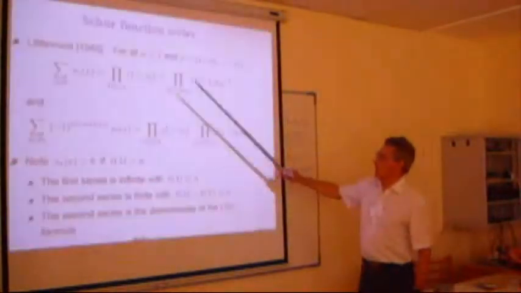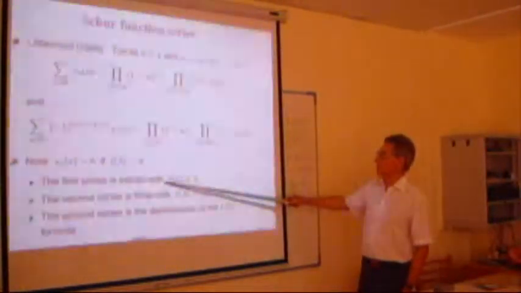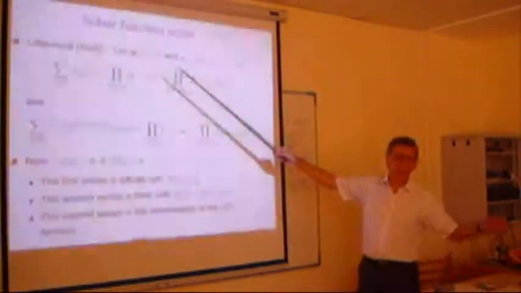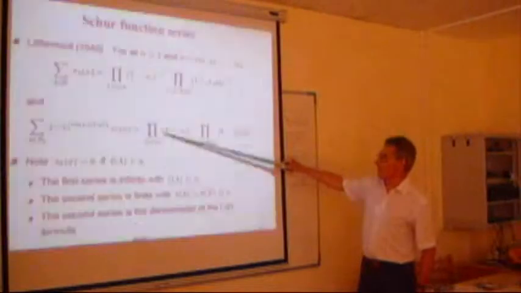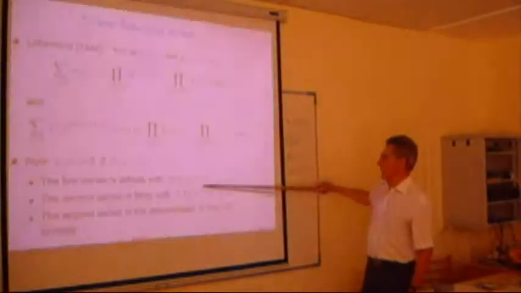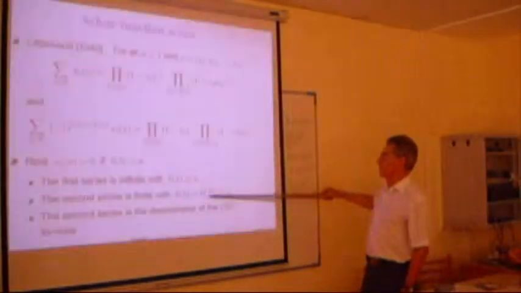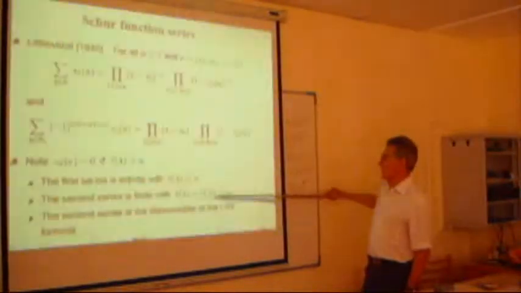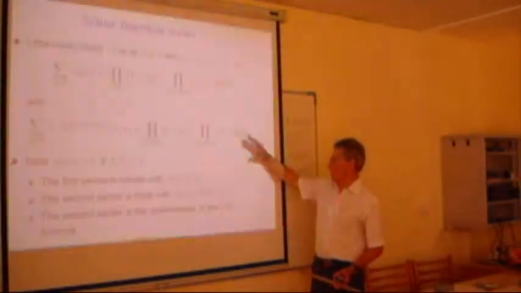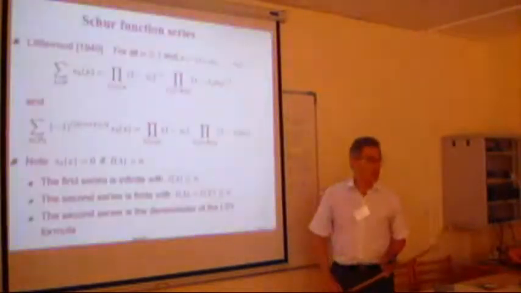The first series, these are rather different though. The first series is infinite. It's 1 over; you formally expand each of these terms in a geometric series. So this is infinite. This is finite. The length is restricted by n. Here the length of lambda and the length of lambda prime are both restricted in this second case, less than or equal to n. And the second series is the one that's the denominator of the conjecture.